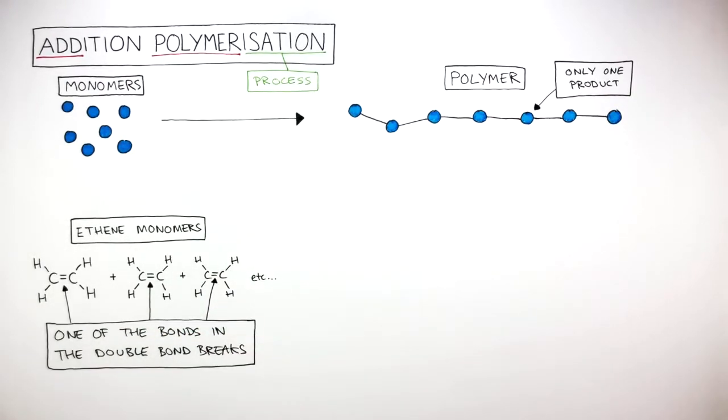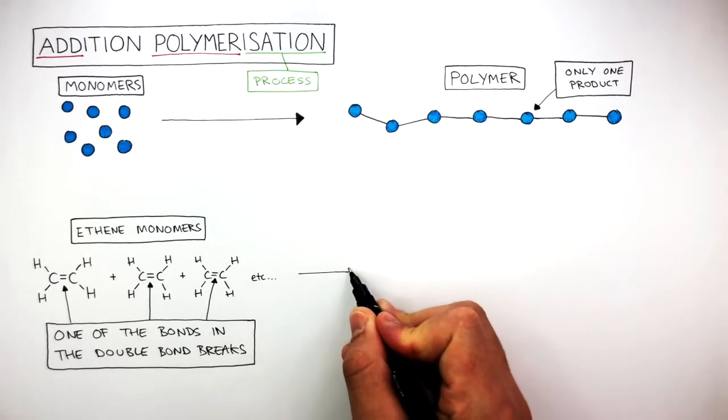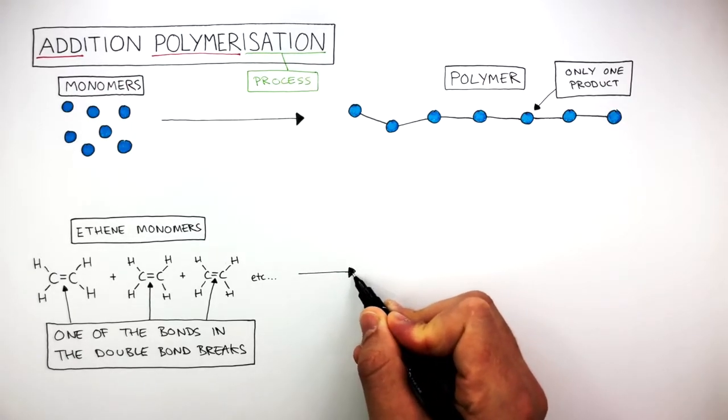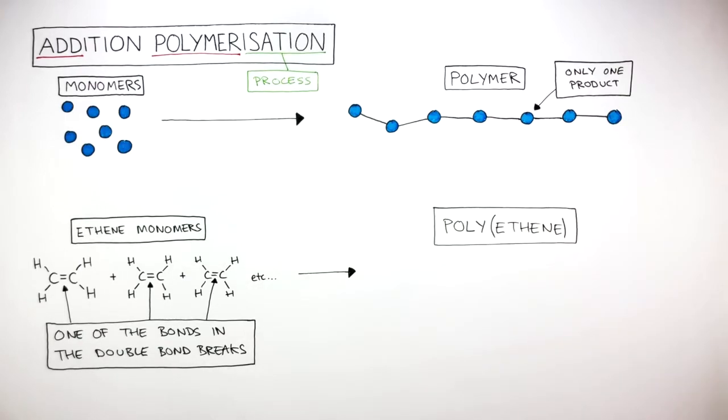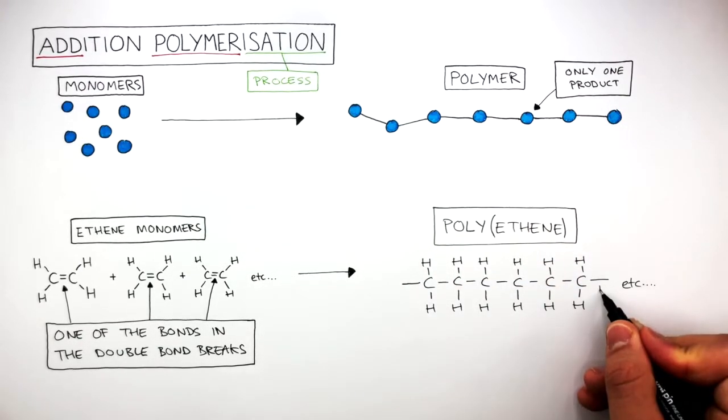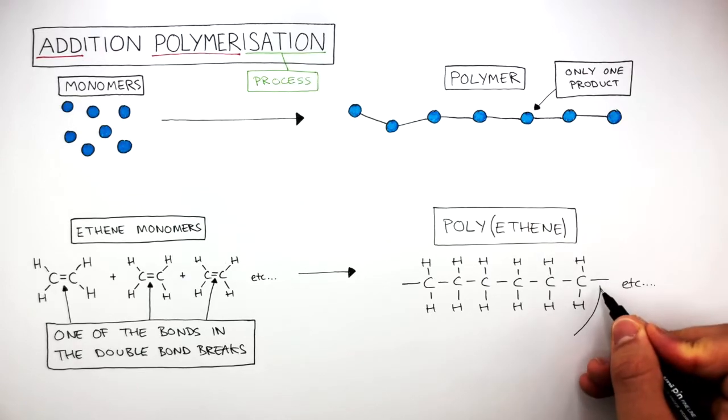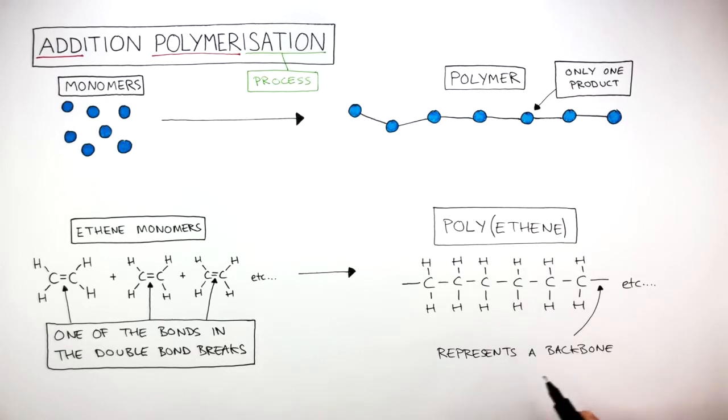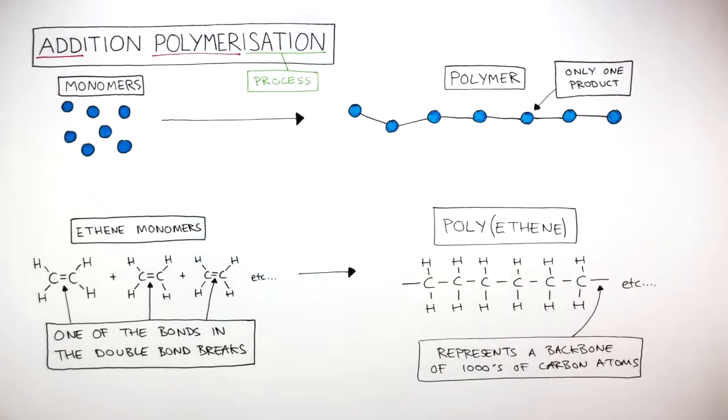This allows other ethene molecules to add on, forming the polymer polyethene, represented by this displayed formula. The etc. and the single covalent bonds coming off the outer carbon atoms are there because they represent a backbone of thousands of carbon atoms in the polyethene polymer.